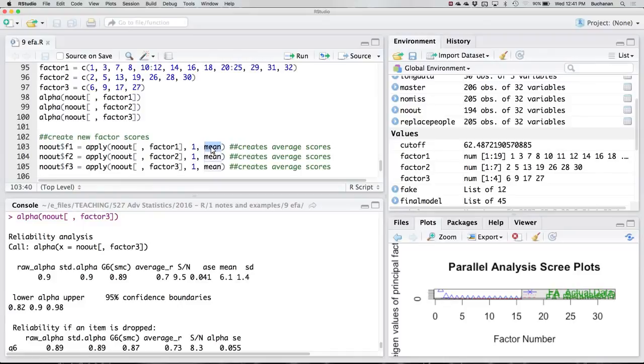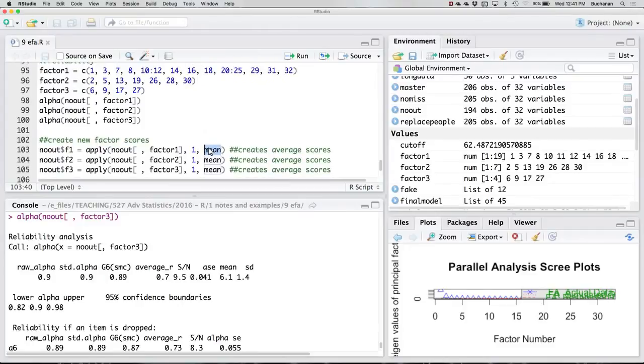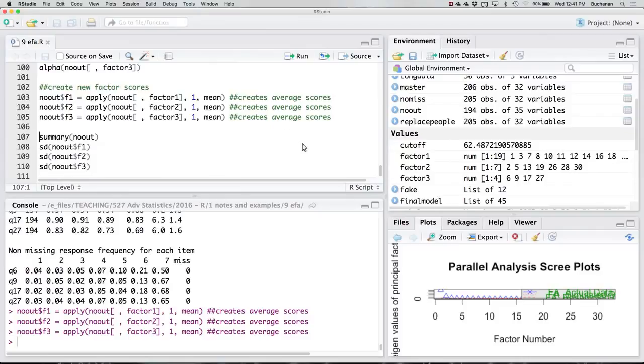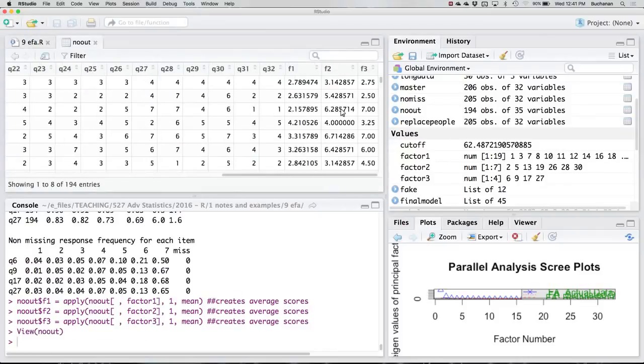So what that's doing is taking all of those columns and then averaging across and giving the person one average score for factor 1. I repeated the same thing for 2 and 3. If you wanted total scores, you would do sum here instead of mean. So when I run that, now at the very end, I have their average scores.